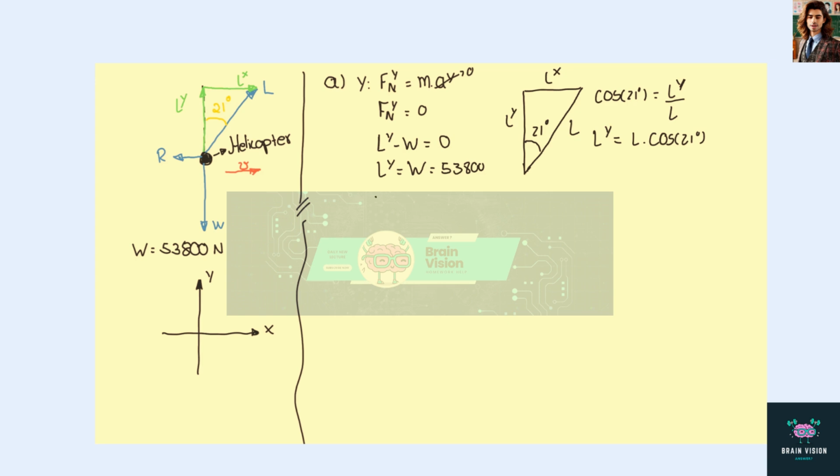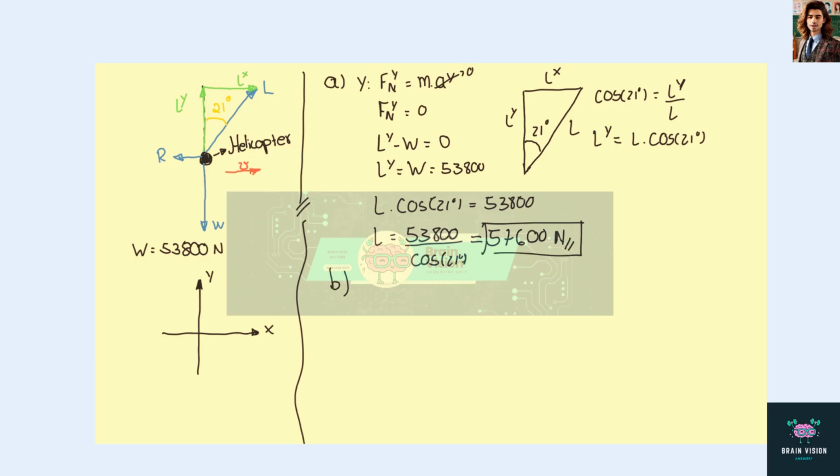Therefore, L times the cosine of 21 degrees is equal to 53,800. Therefore, the magnitude of the lift force is equal to 53,800 divided by the cosine of 21 degrees. And this gives us approximately 57,600 newtons. So this is the magnitude of the lift force.